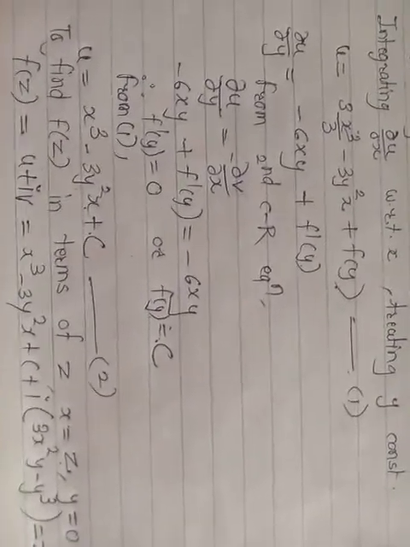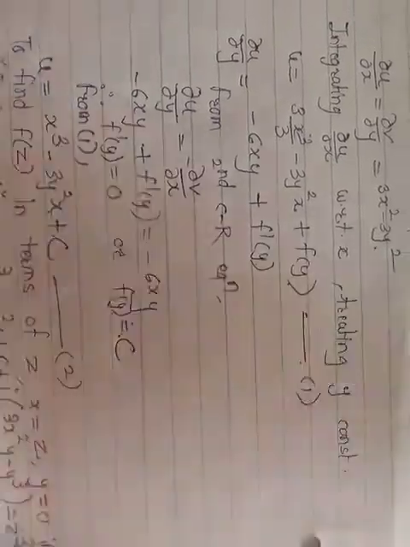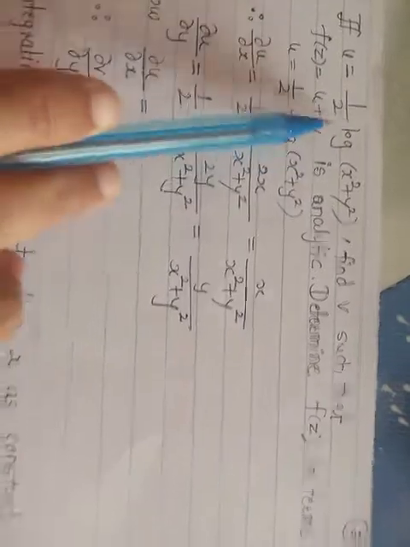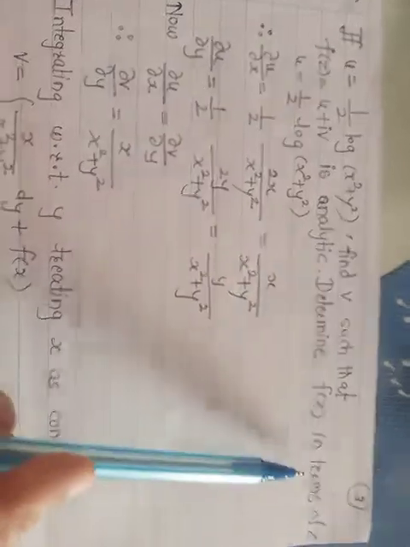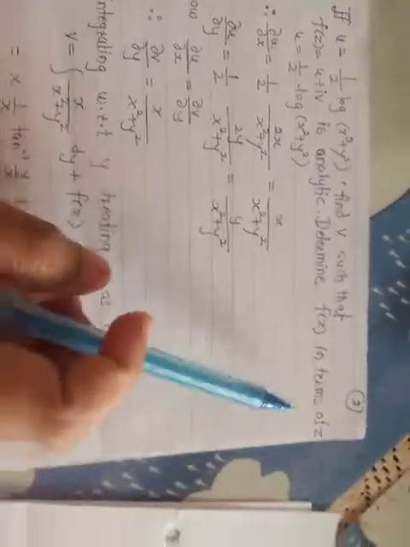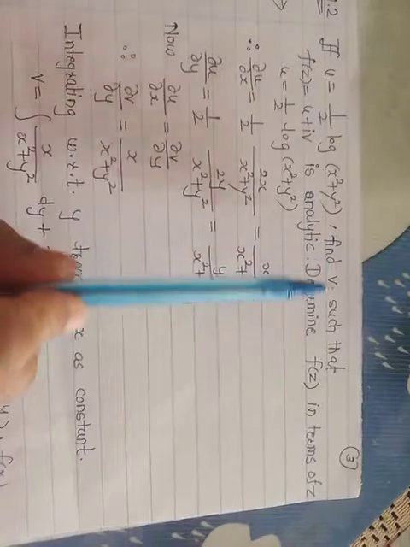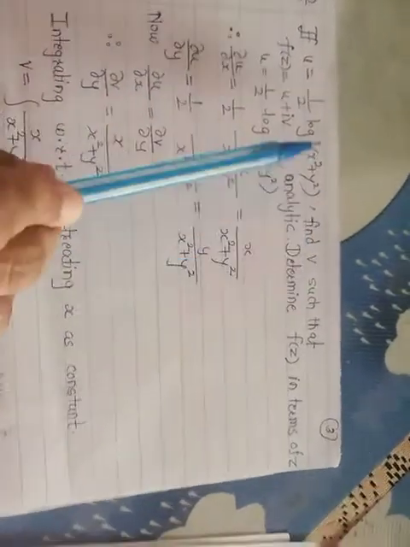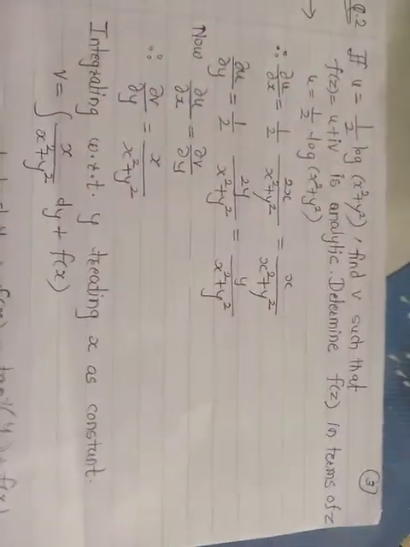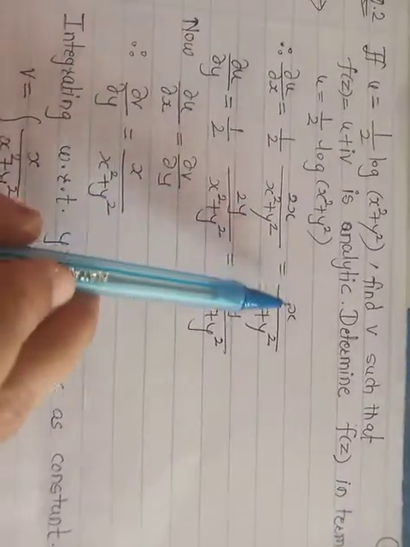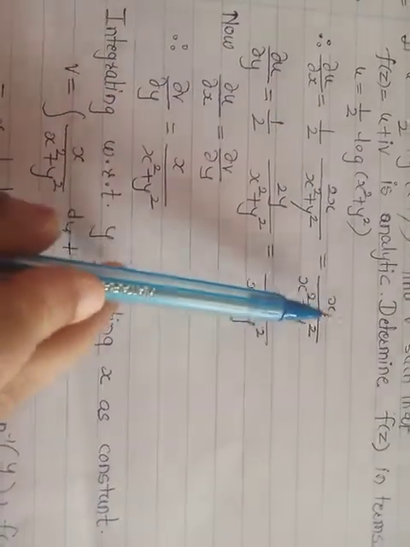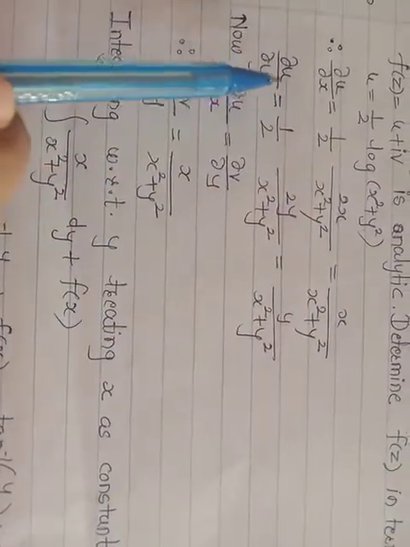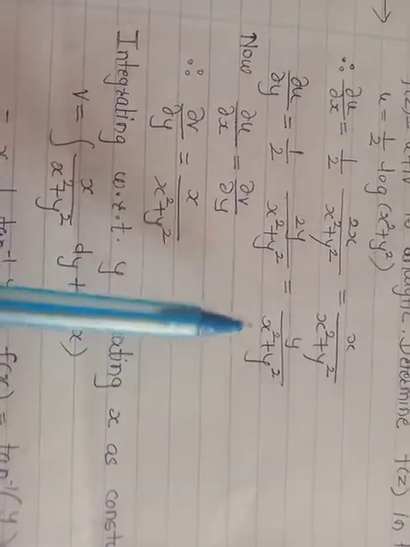Now consider second example here. Second example is here real part of function is given, that is u is given, and we have to find v and function f of z in terms of z. One more thing is harmonic conjugate of u will be v and harmonic conjugate of v will be u. Now u is equal to half log x square plus y square. This is the given data. So ∂u/∂x will be x upon x square plus y square, and ∂u/∂y is y upon x square plus y square.